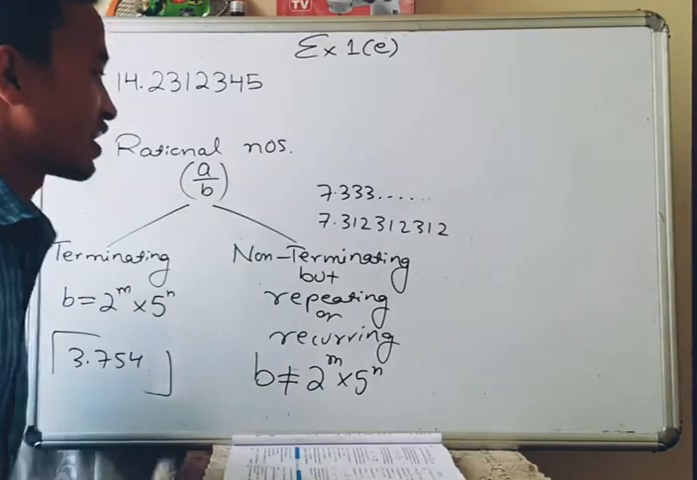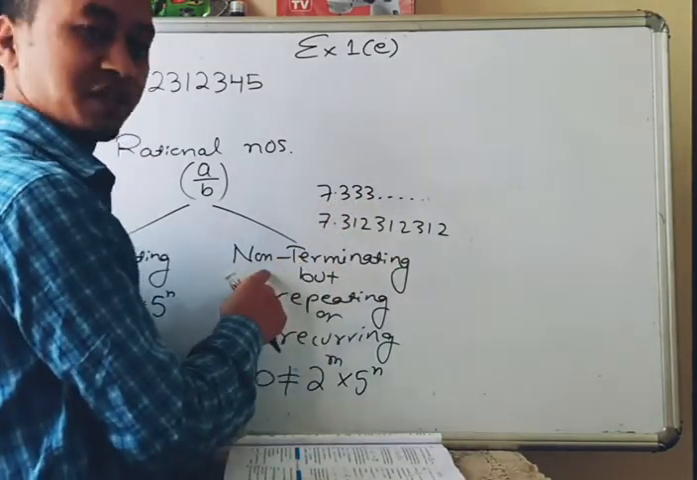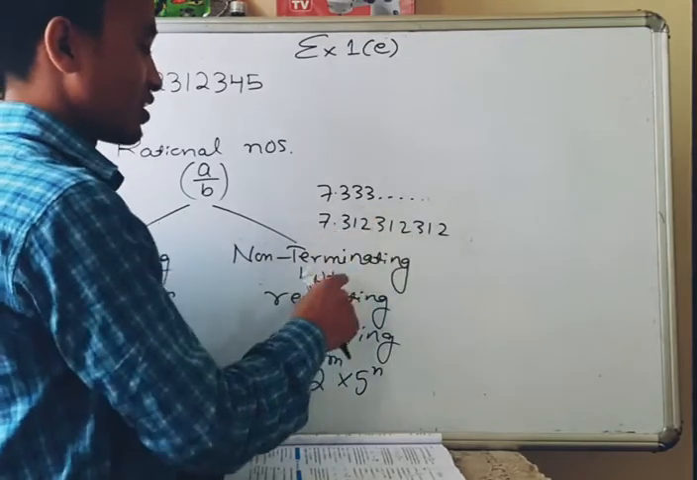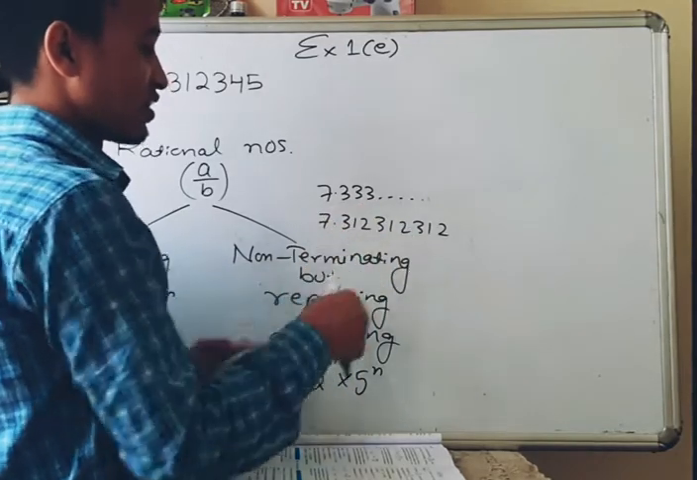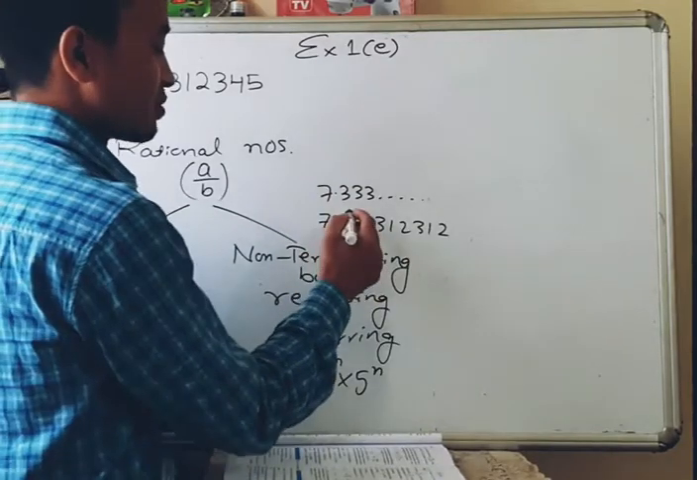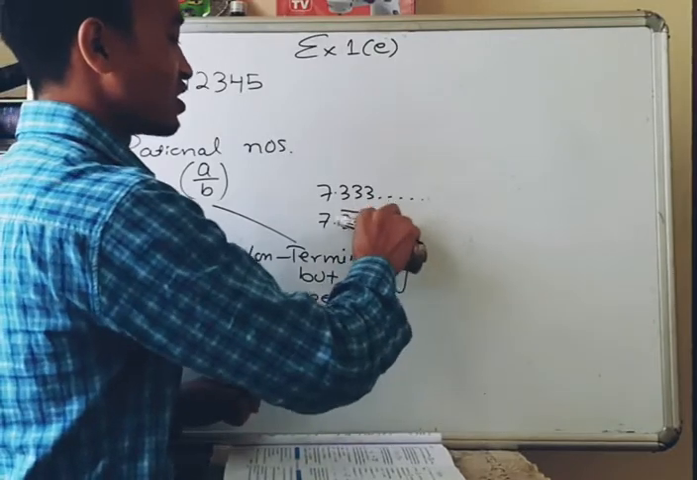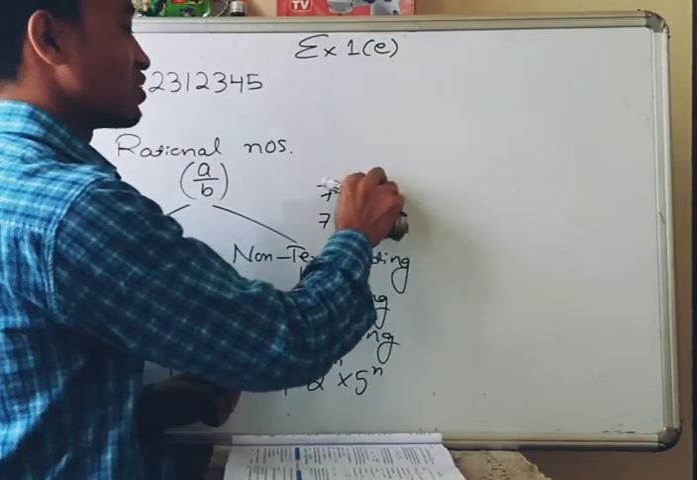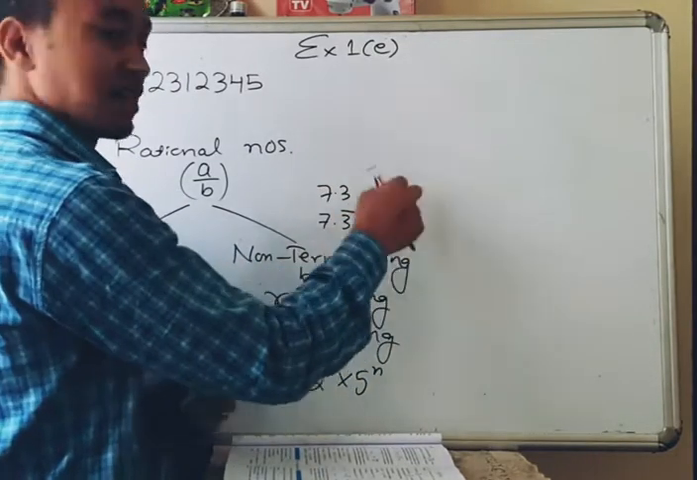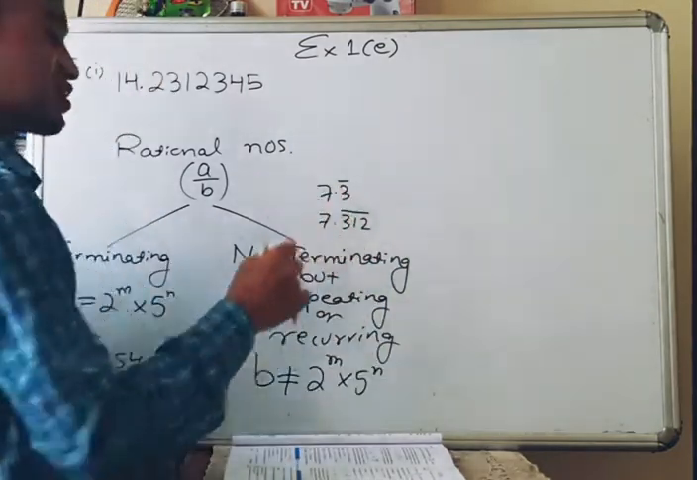So we say that it is either repeating or recurring. They do not end, that means they are non-terminating, but they are repeating or recurring. When 3 digits are repeating like this, we say recurring, so we write a bar on top of those digits, 312. Here also, instead of writing again and again, we can write a bar upon 3. It means that 3 is repeating.